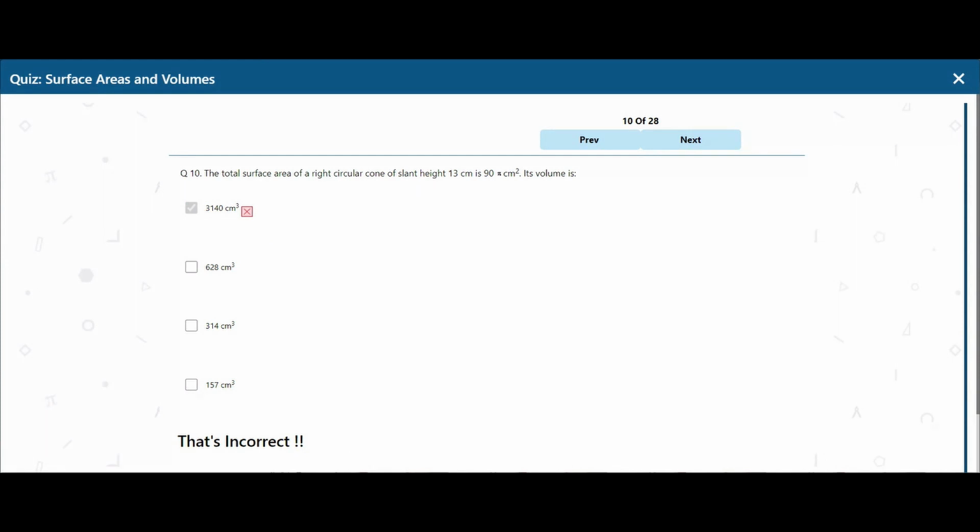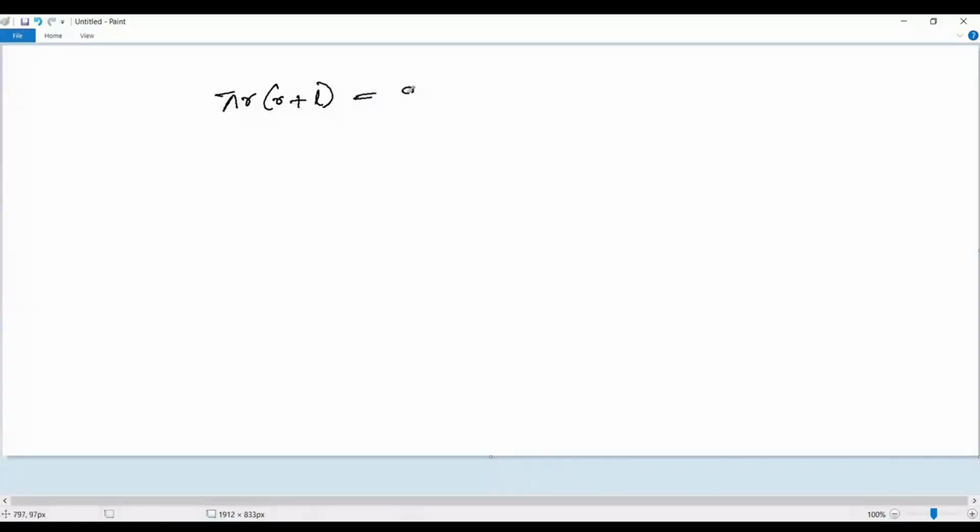Here, they have given the total surface area as 90 pi, and they have asked for the volume. So the total surface area formula is pi r into (r plus L), which is 90 pi. Cancel pi.